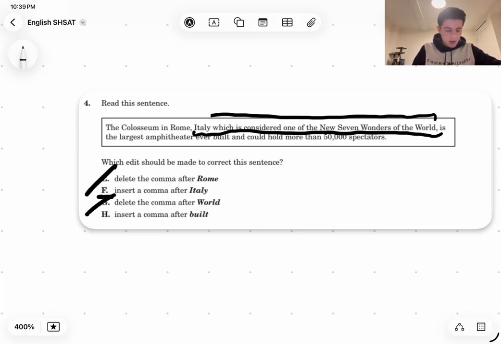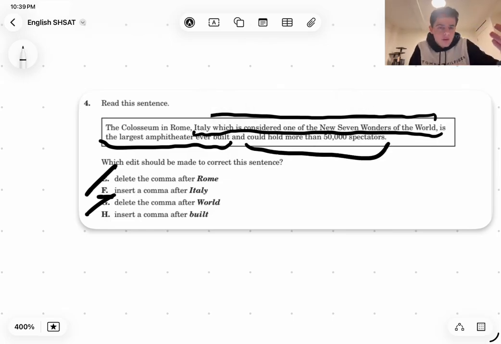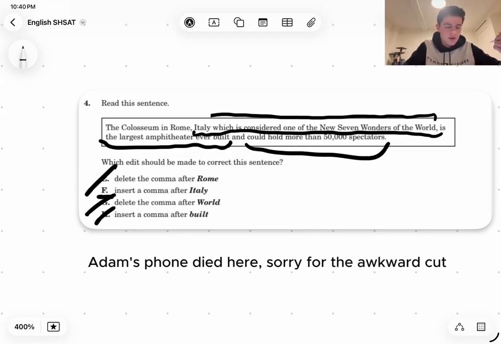And H, insert a comma after built. The Colosseum in Rome, Italy, which is considered one of the new 7 wonders of the world, is the largest amphitheater ever built and could hold more than 50,000 spectators. Well, if we think about it, this is basically a list, right? Largest amphitheater ever built, that's one attribute, and could hold more than 50,000 spectators. That's another attribute. Now, when we have a list of 2 things, we don't put a comma in front of the and. And so putting a comma after built just wouldn't make sense. So by process of elimination, the correct answer is F.